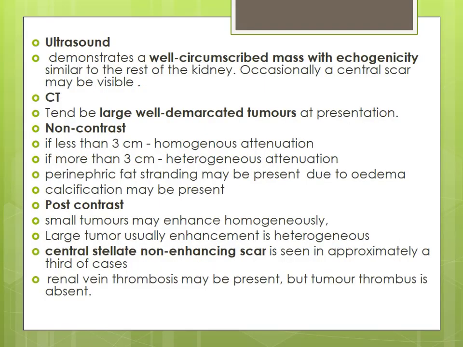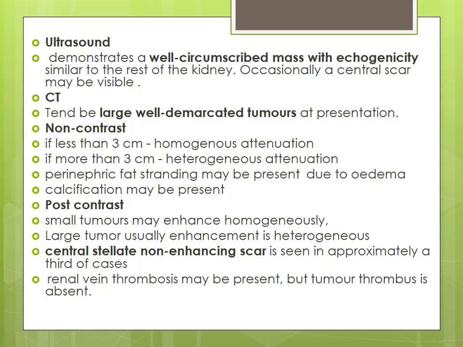On ultrasound, oncocytoma appear as a well circumscribed mass with echogenicity similar to the rest of the kidney. Occasionally on ultrasound, a central scar may be visible. On CT, they tend to be large, well demarcated tumors at presentation. On plain CT, if they are less than 3 cm, they show homogeneous attenuation. If more than 3 cm, they show heterogeneous attenuation. Perinephric fat stranding may be present due to edema.